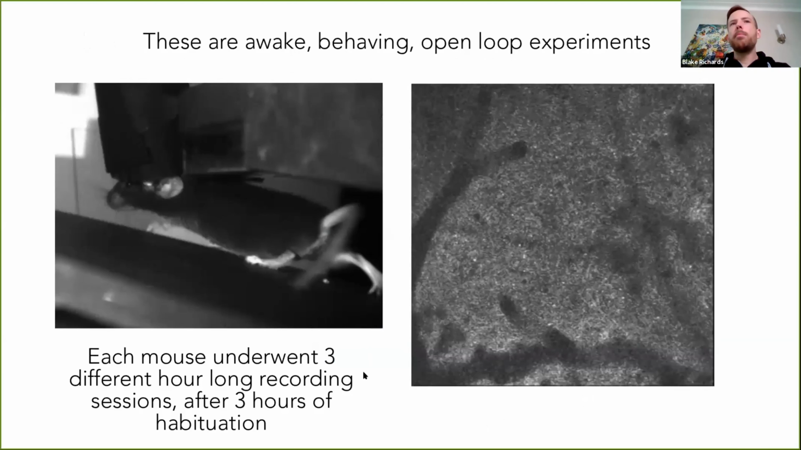And what happened, and the GIFs will start in a moment for this, is that they performed 2-photon imaging in awake behaving animals. The animals underwent 3 hours of habituation to get them used to the stimuli in order to develop, as it were, expectations. Now, of course, we can't know whether a mouse expects something or not.